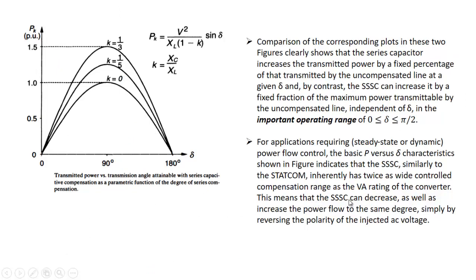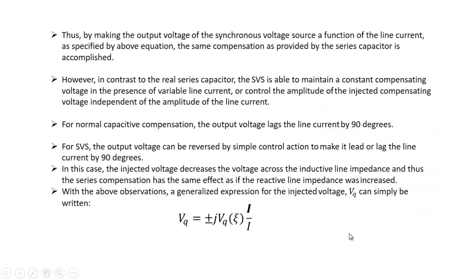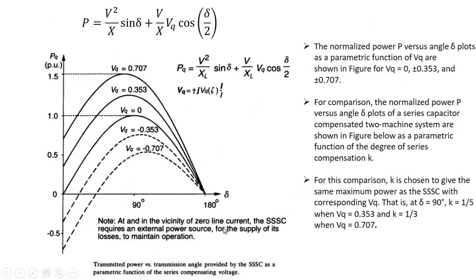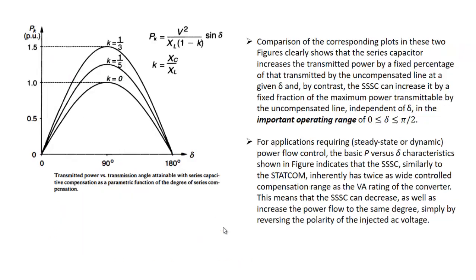This means that the SSSC can decrease as well as increase the power flow to the same degree simply by reversing the polarity of the injected AC voltage. So that means if we keep this plus, we have one voltage range. If we keep this as a minus, we have another voltage range. So this is one more advantage.